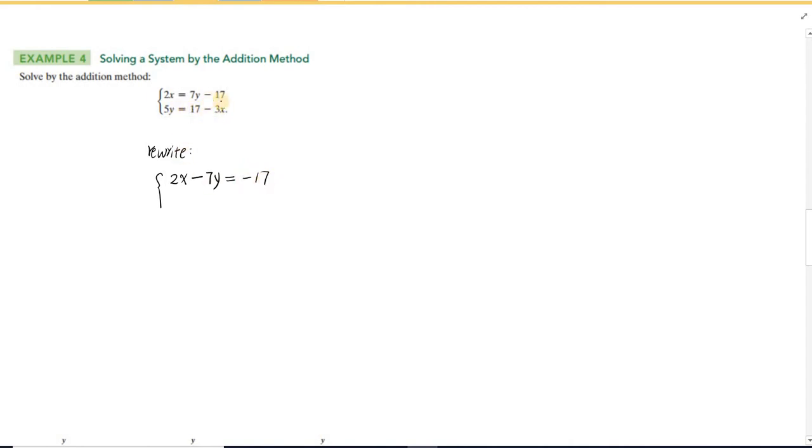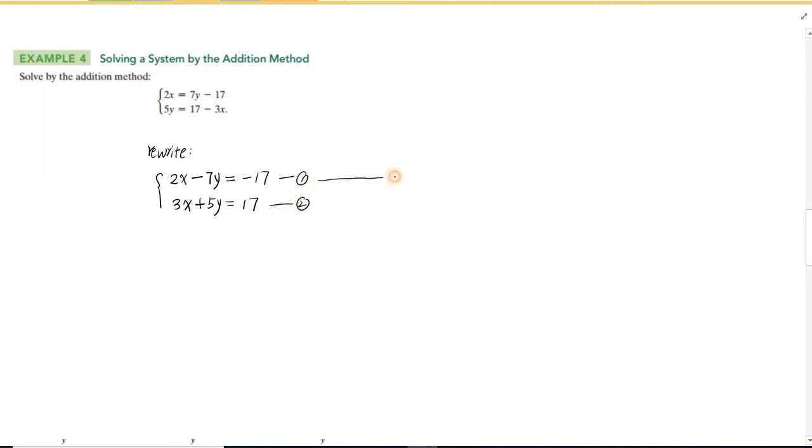Then for the second equation, again, let's move this x to the front, negative 3x. Going to the other side, it becomes positive 3x. I didn't change the y anywhere, so I'm just going to say plus 5y and then equal to 17. Step 1, I rewrite it in the order x, y, lined up on the same line. Okay, this is equation 1 and equation 2.